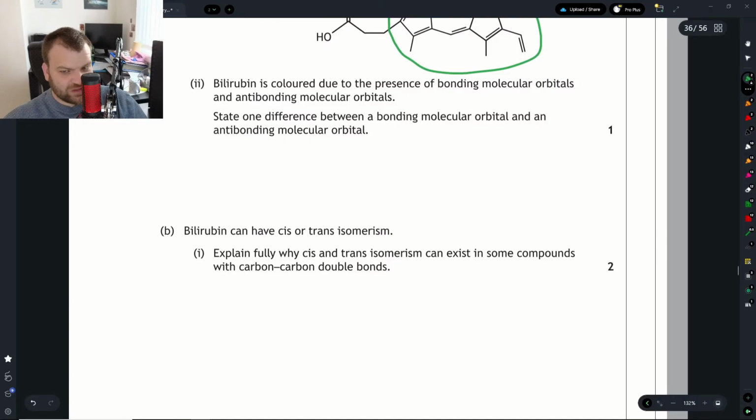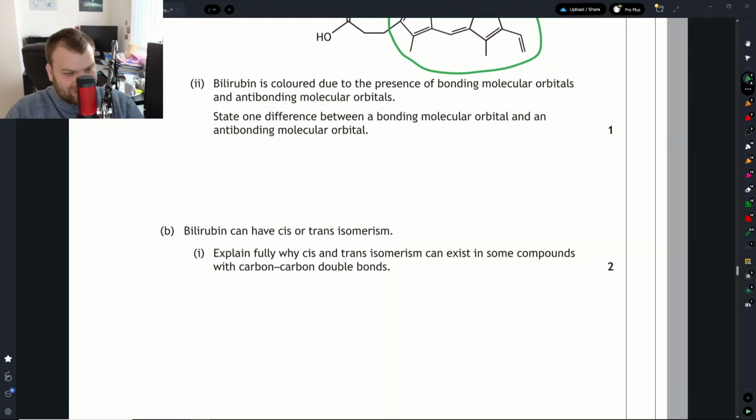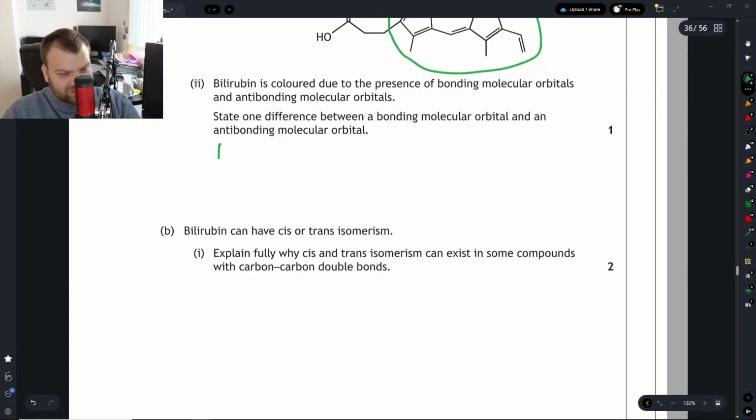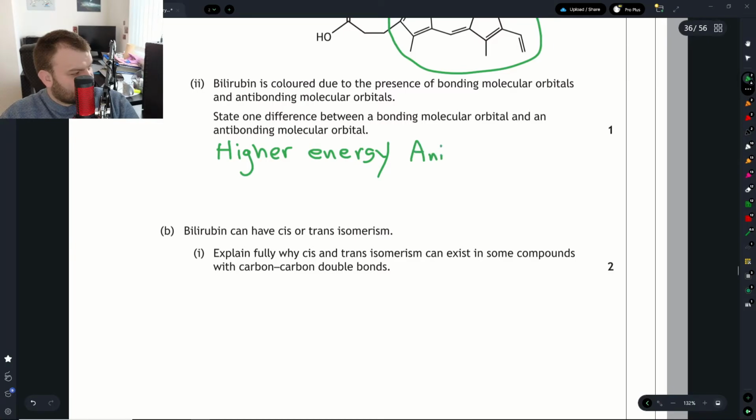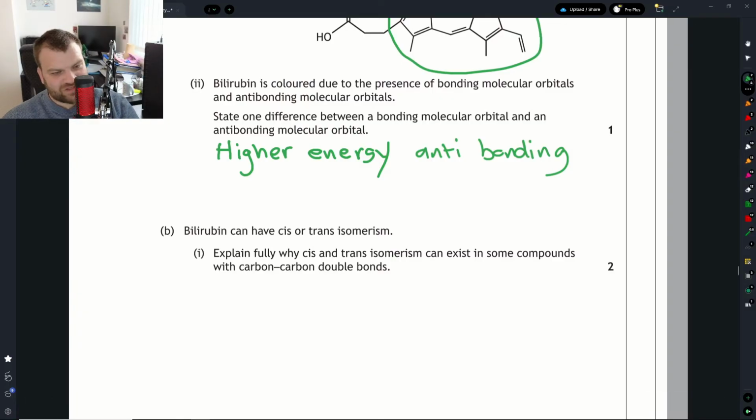Next up, we're talking about bonding and anti-bonding orbitals. In our little diagrams, the anti-bonding ones are higher energy. That's why they're less likely to contain electrons. In fact, it says state one difference, which makes me think there might be another one. I can't think of anything off the top of my head. But yeah, talking about different energies, so anti-bonding, higher energy, which makes it less likely to find electrons there.